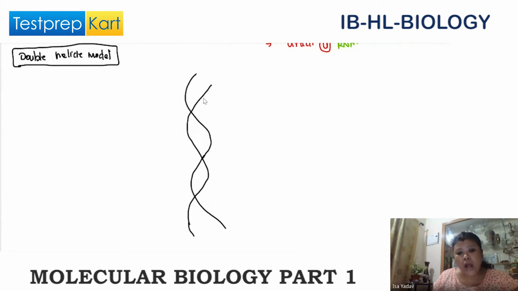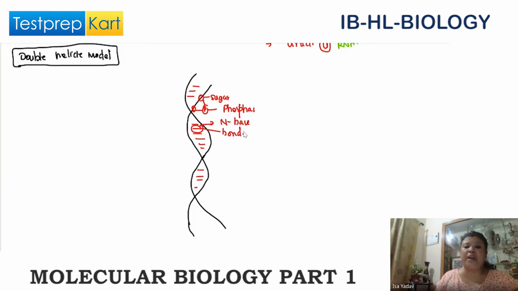So our sugar, this is where the sugar will be located. Here will be the phosphate attached to the sugar. This is the phosphate, and everything between the two strands is nothing but the bond that will keep the two nitrogen bases together. This is how the DNA will look.